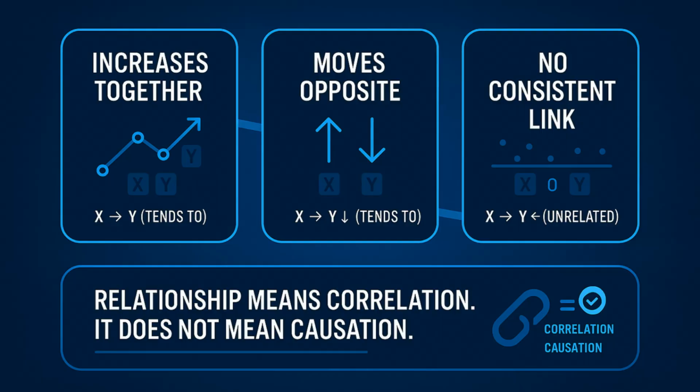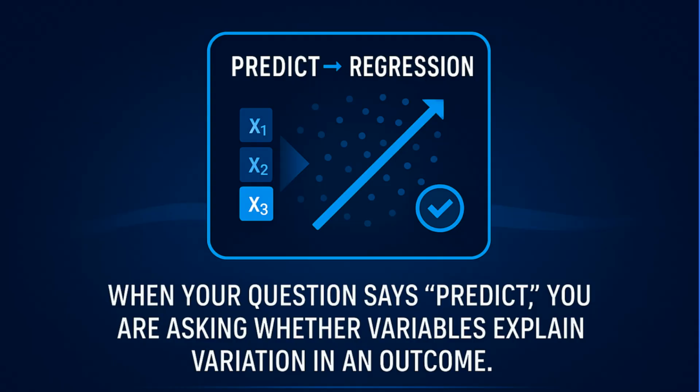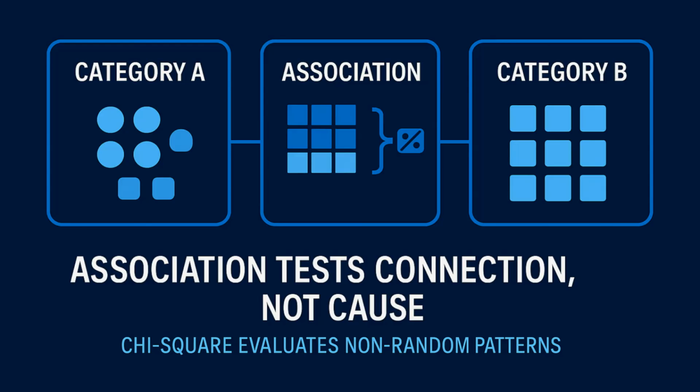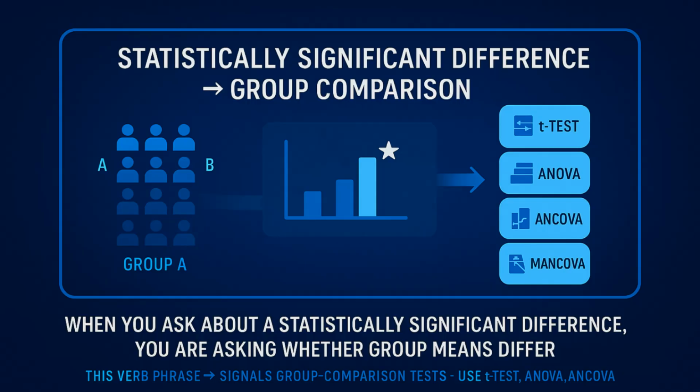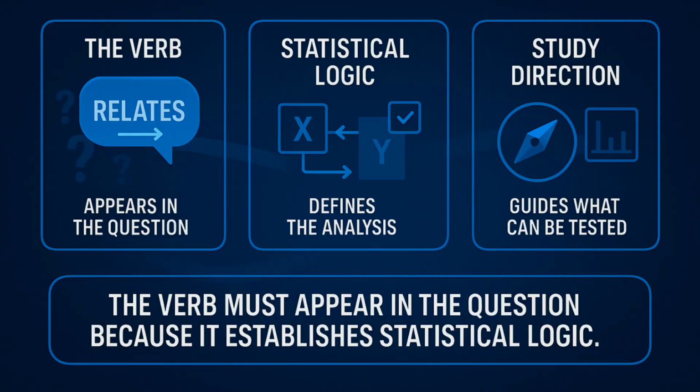This verb signals correlation. When your question uses the word predict, you are asking whether one or more variables can be used to estimate or explain variation in an outcome. This signals regression. When your question uses the word association, you are asking whether two categories are connected in a way that is unlikely to be random. This signals chi-square. When your question uses the phrase statistically significant difference, you are asking whether groups differ in their average scores, which signals group comparison tests such as t-tests, ANOVA, ANCOVA, or MANCOVA. The verb must appear in the question itself because it establishes the statistical logic of the study.